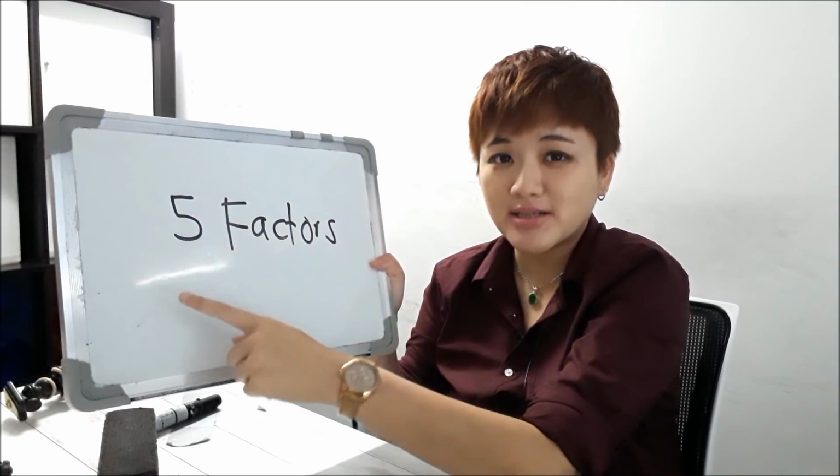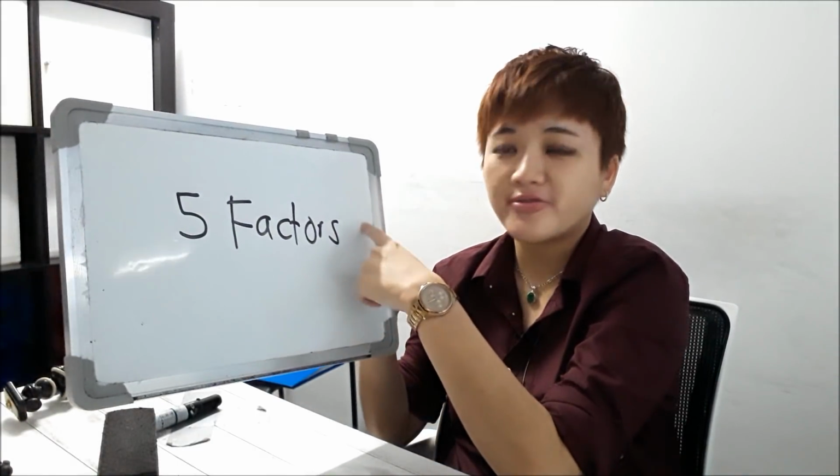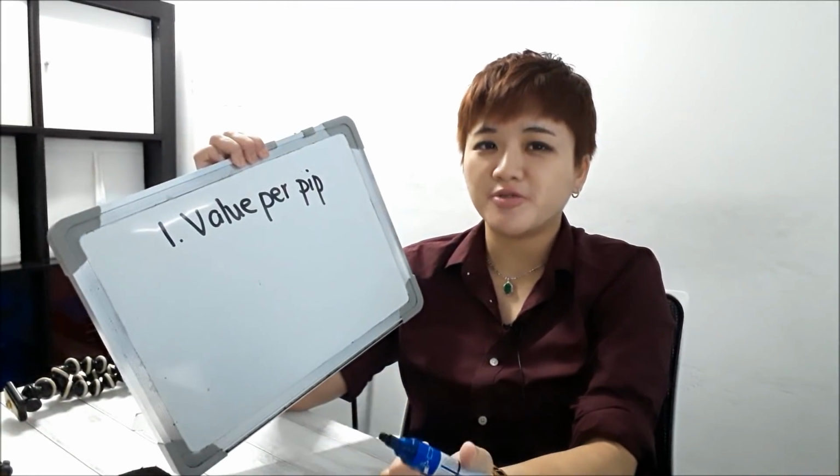It's just like if you're 50 years old and then you say, Karen, I want to buy my first car. What car should I buy? Depends on a lot of things also. Same thing with lot size. You need to look at 5 factors. So the first factor is it depends on your value per pip.